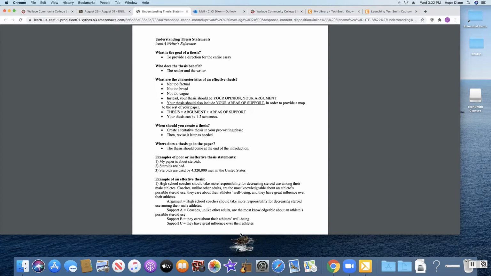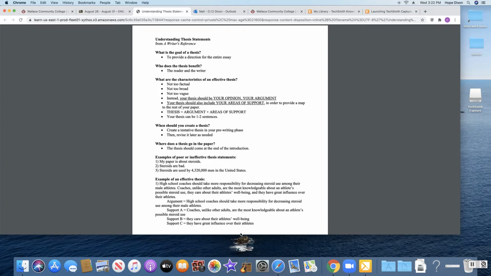Because in fact, there are many reasons why steroids are good. They're given for sinus infections. They're given to stop swelling. So there's a whole bunch of reasons why steroids could be good as well as bad. So that thesis is just way too broad.